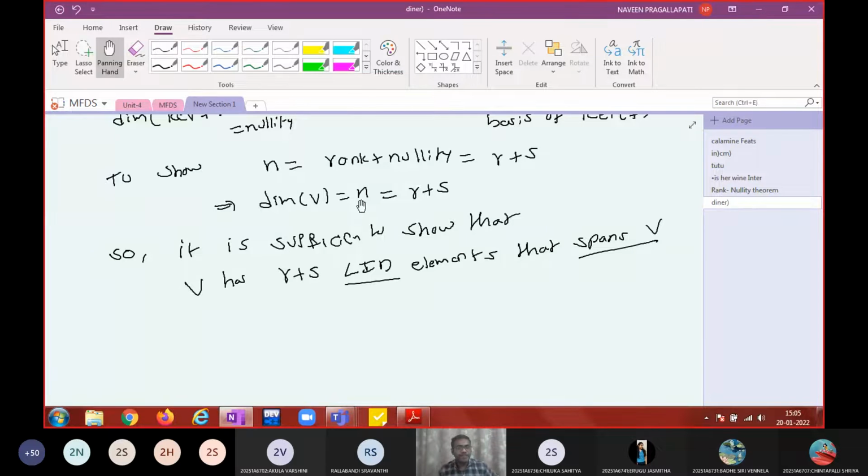If I can find a basis of V which contains R plus S elements, then R plus S has to be n, because any two bases of V have the same number of elements. We know a basis of V contains n elements because the dimension of V is n. Therefore, because the R plus S elements form a basis, R plus S has to be equal to n. Is that point clear to all of you? May I proceed? Yes, sir. Right.